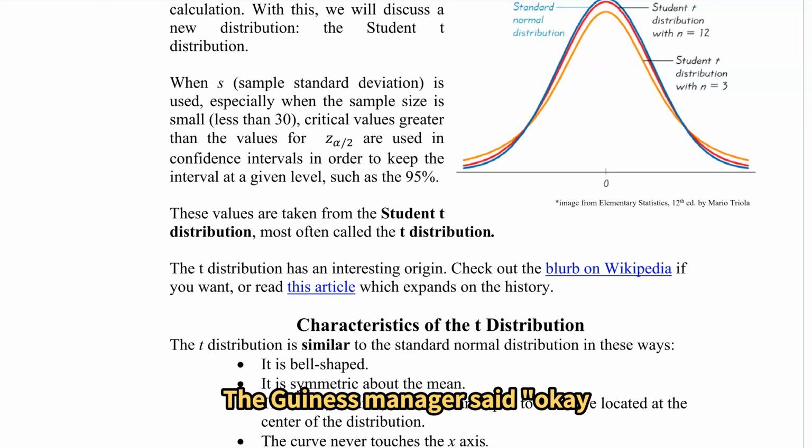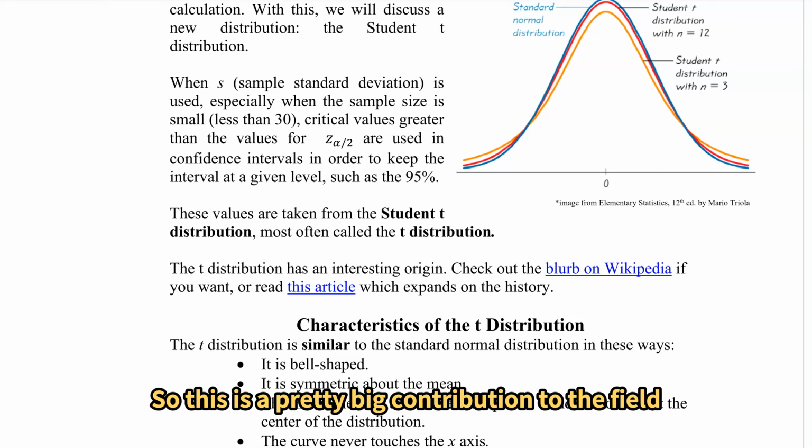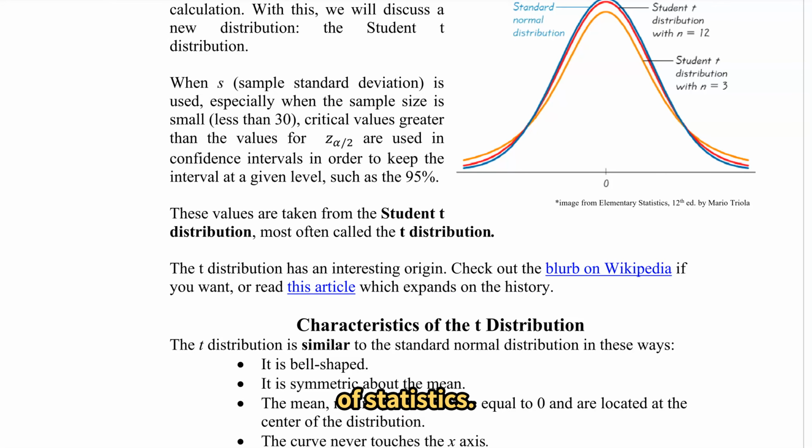The Guinness manager said, "Okay, Gossett, you can publish, but just not under your name." So he created a pseudonym, and that pseudonym was A Student. It turns out that one distribution becomes pretty powerful in the context of confidence intervals and in the next chapter, hypothesis tests. So this is a pretty big contribution to the field of statistics.